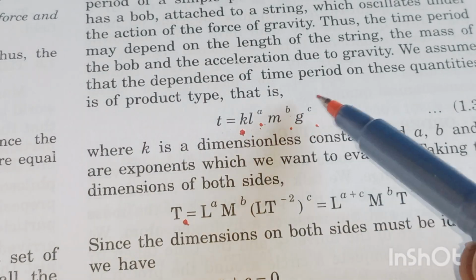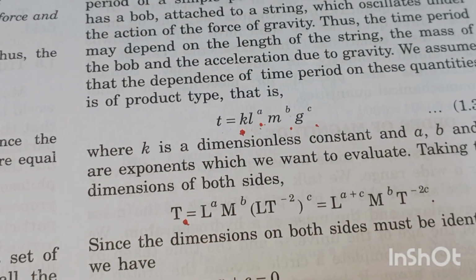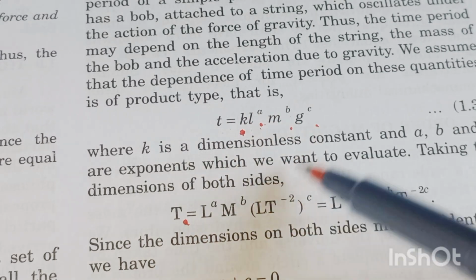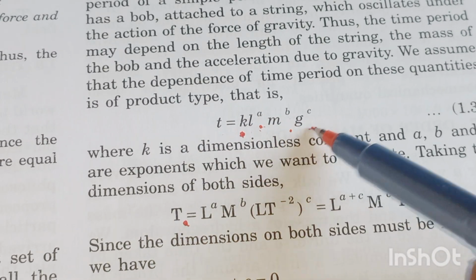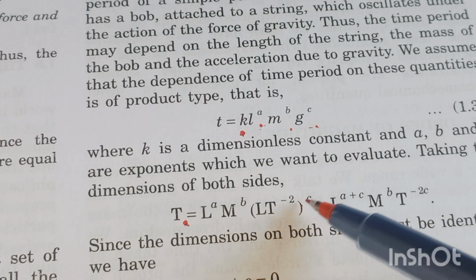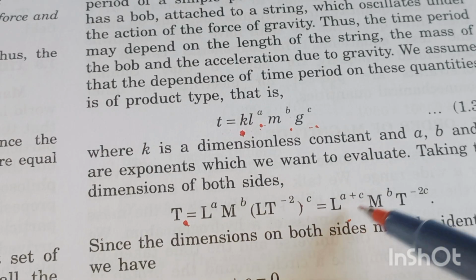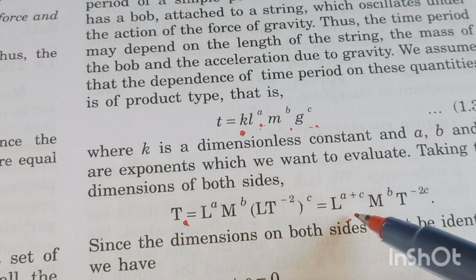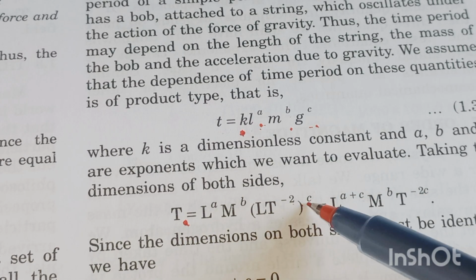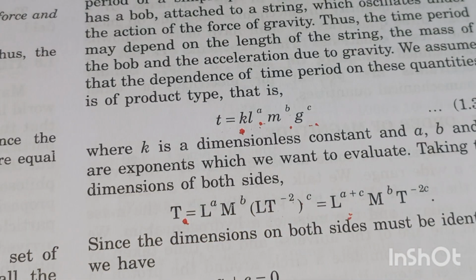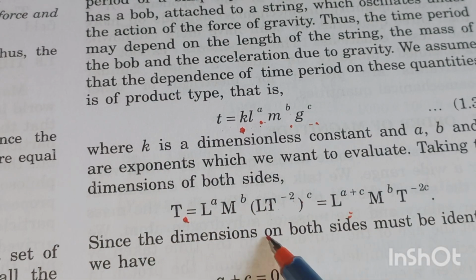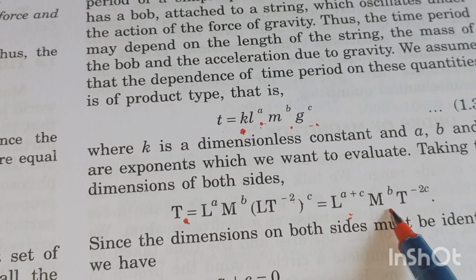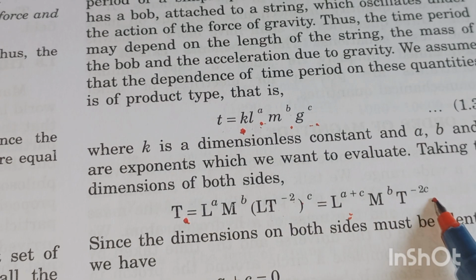Okay. A, B, C is what? It is the power, or the exponents. So L raised to A, M raised to B, and G is what? Acceleration due to gravity. So therefore (L T^-2) raised to C. So L raised to A plus L is what? Wherever L is there we will add it. So that is L^(A+C). So C, if we take inside we multiply, then L raised to C it becomes. So A plus C, L raised to A plus C, then M raised to B, T raised to minus 2C.